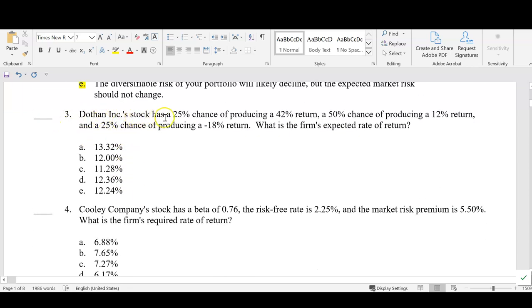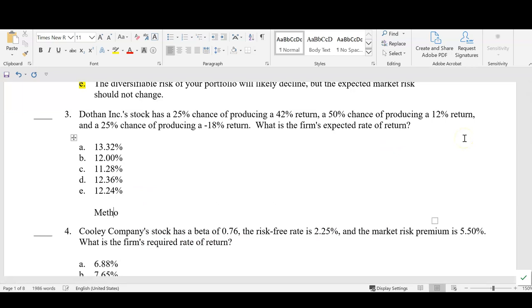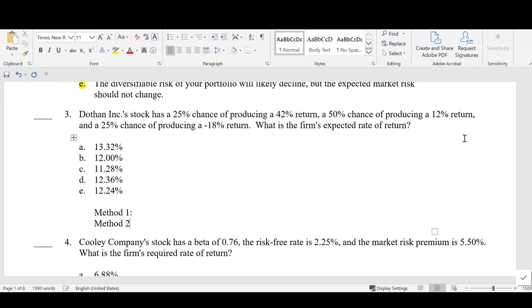Question 3. Dothan Incorporation's stock has a 25% chance of producing a 24% return, a 50% chance of producing a 12% return, and a 25% chance of producing a negative 18% return. What is the firm's expected rate of return? Okay, there are 2 ways. Method 1, we can work out the expected return by using the portfolio formula. Method 2 is to use a financial calculator.